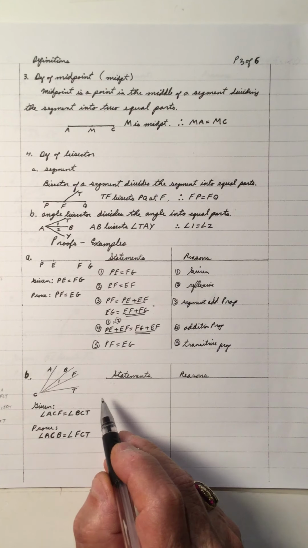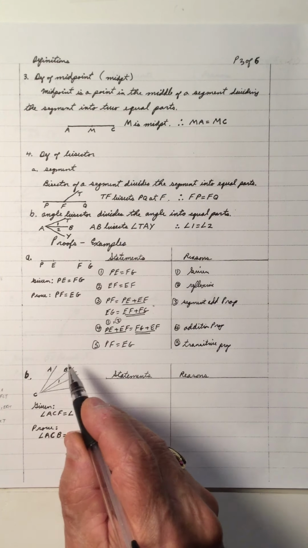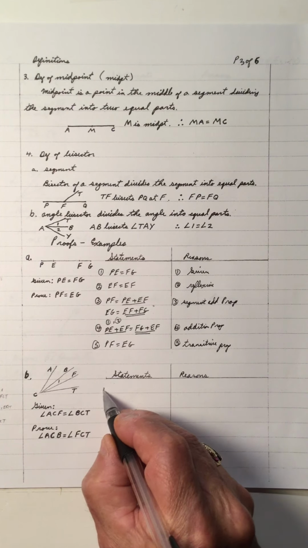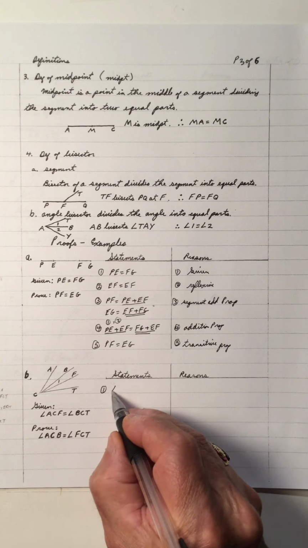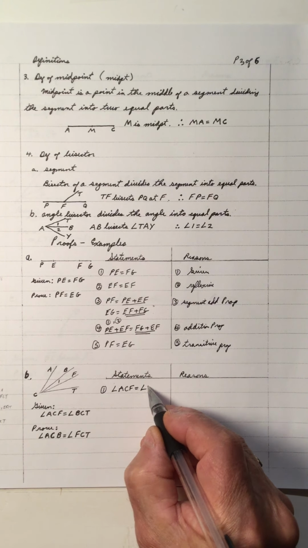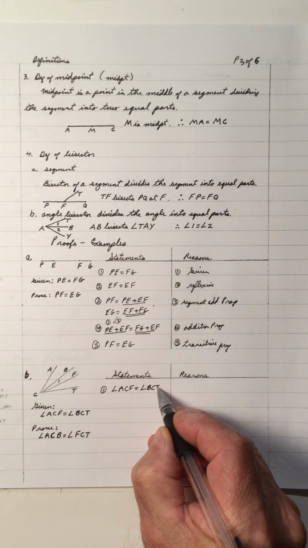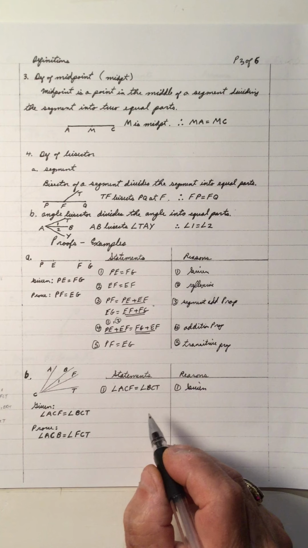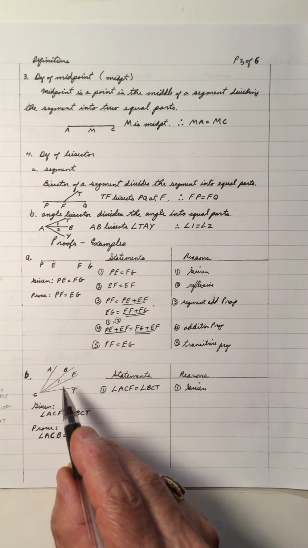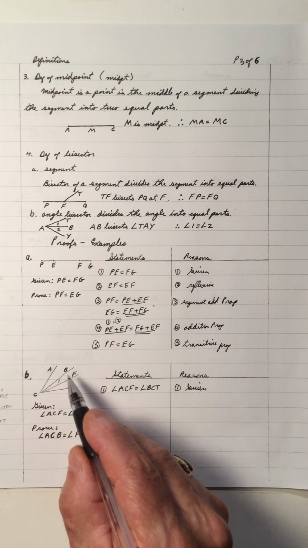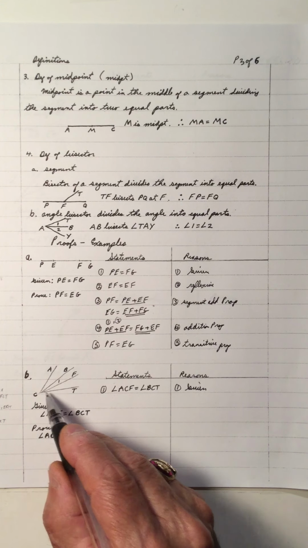And B, notice we have a diagram with angles in it, and it's given. I put down the given first: angle ACF is equal to angle BCT. So that's the given. Now, what do we have to prove? We have to prove that angle ACB is equal to angle FCT.